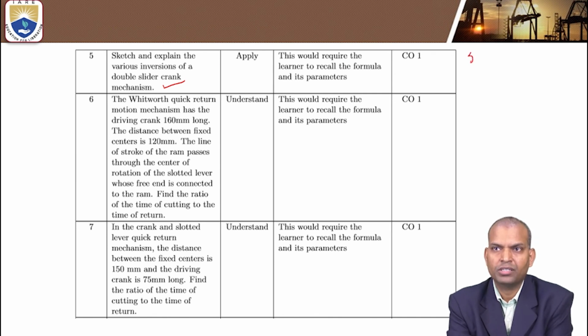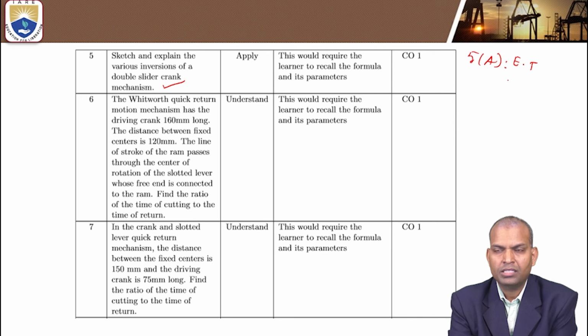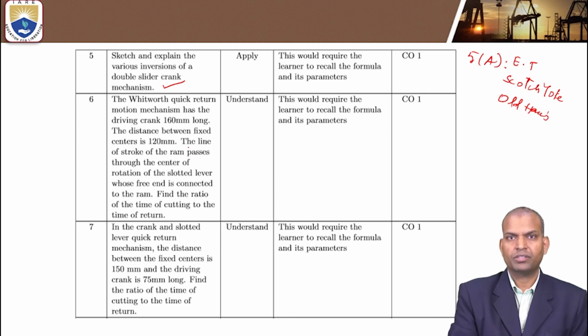The answer for question number 5: the first inversion is elliptical trammel. The second inversion is the Scotch yoke mechanism. The third inversion is Oldham's coupling. Alright, these are the 3 things.